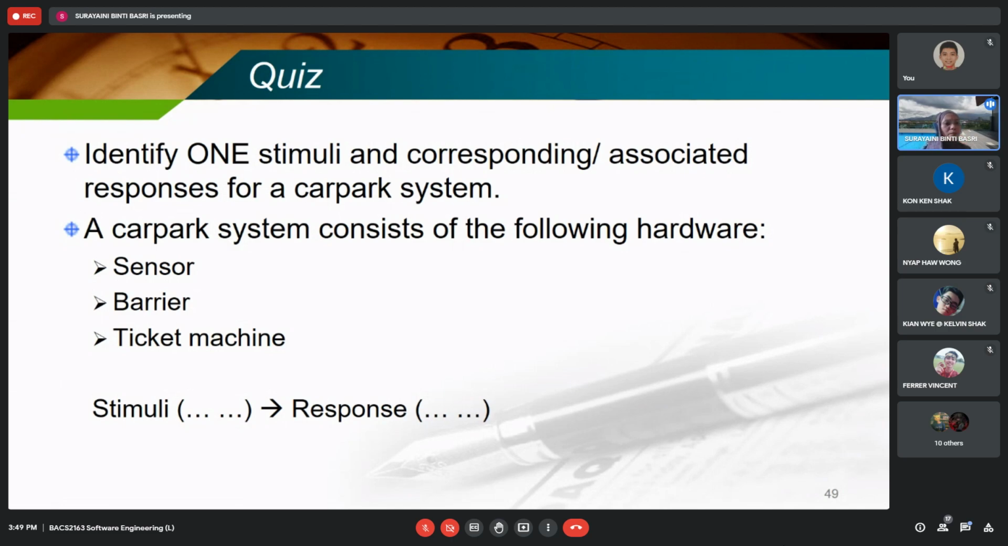Okay, so there is a barrier also. Besides the weight sensor, because we are not really sure what the sensors are, so besides the barrier, and the ticket machine. How do you think the barrier can trigger a response? Let's say the stimulus is the barrier. So what are the responses?